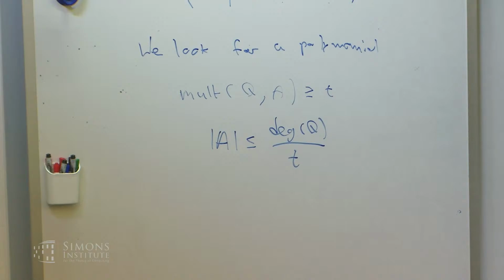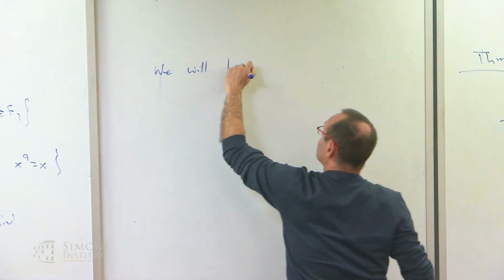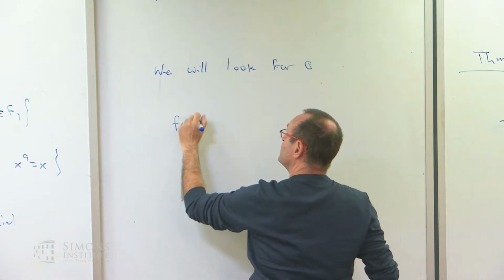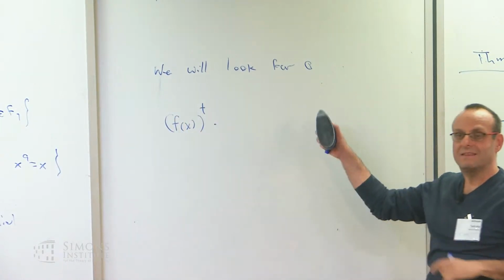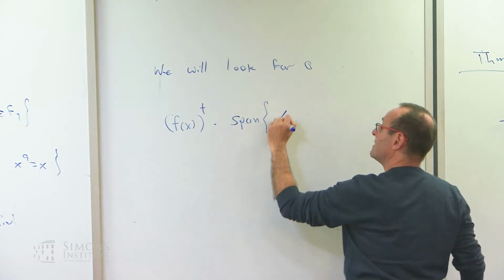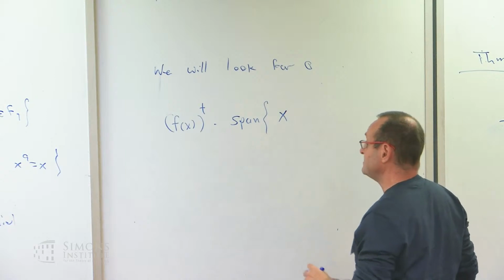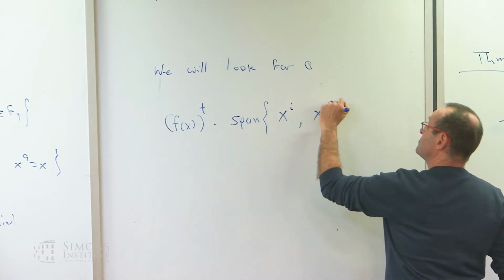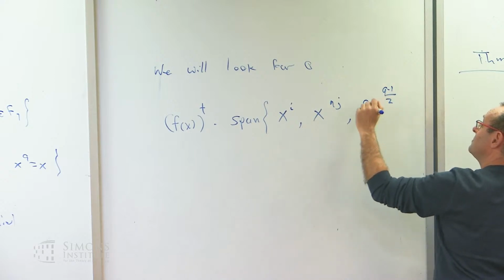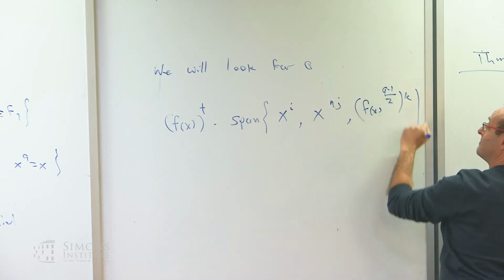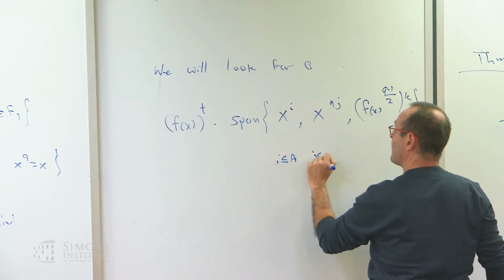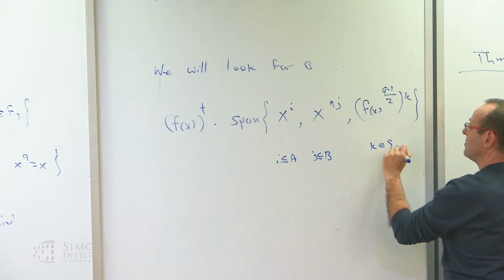So Stepanov said, let's look for Q in the following set. f(x)^t, that looks mysterious. In a minute, I'll explain why. And the span of the elements x^i, x^(qj), and f(x)^((q-1)/2) to the power k. Now, i and j are bounded by something, and k is either 0 or 1.